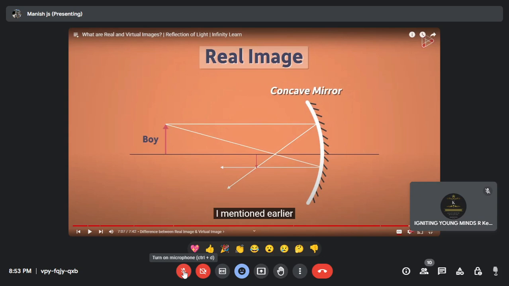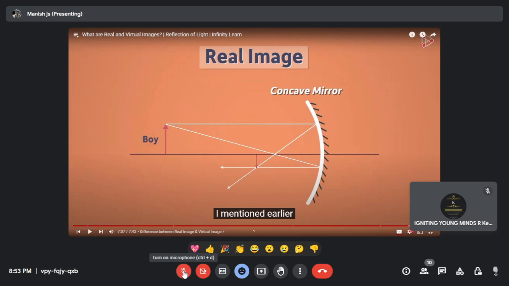So first and foremost, we understand how images are formed. Second, we are able to distinguish between what is a real image and what is a virtual image. A virtual image is formed behind the mirror, that is our perception, and real images are formed in front of the mirror.